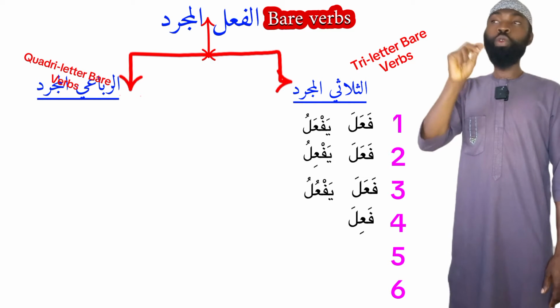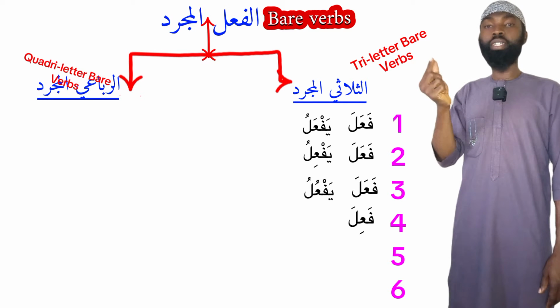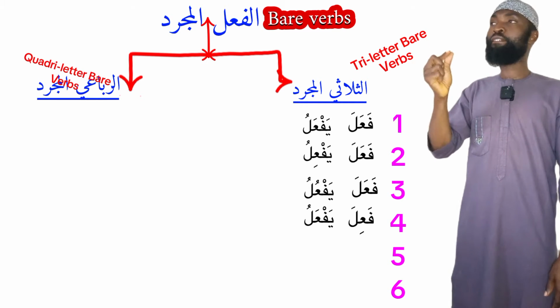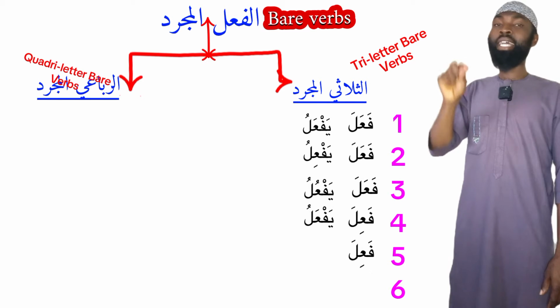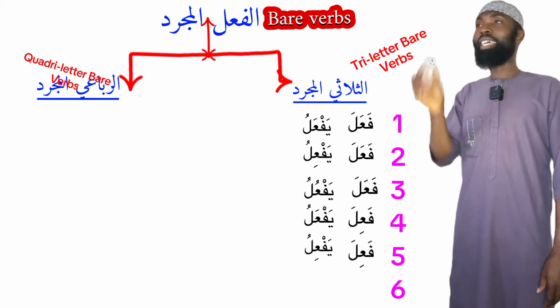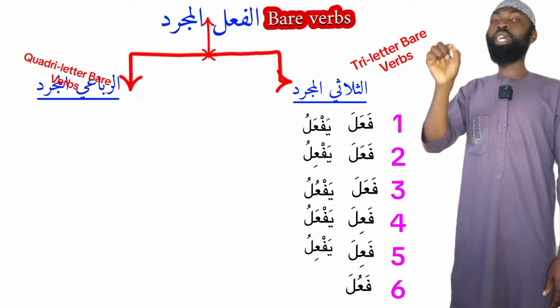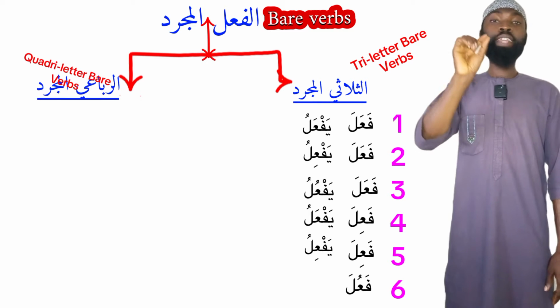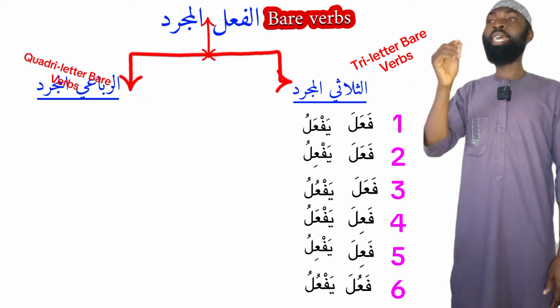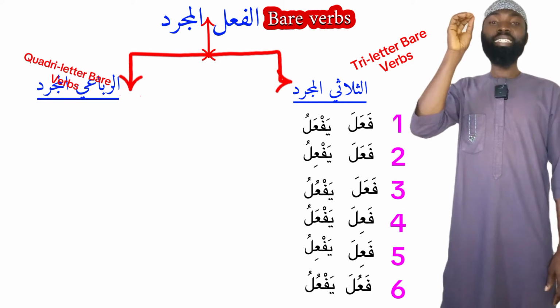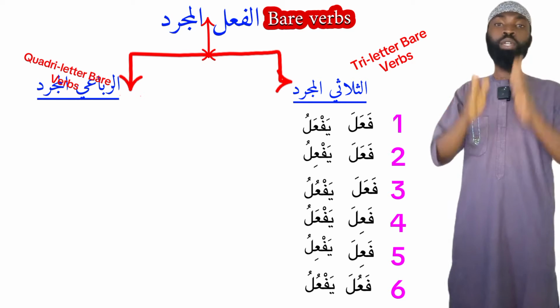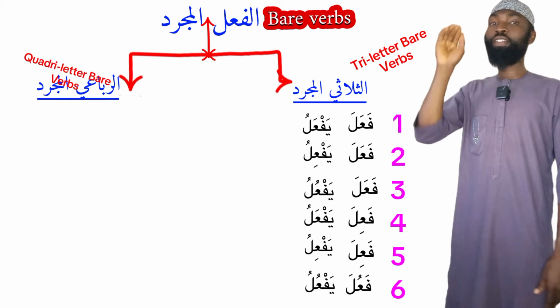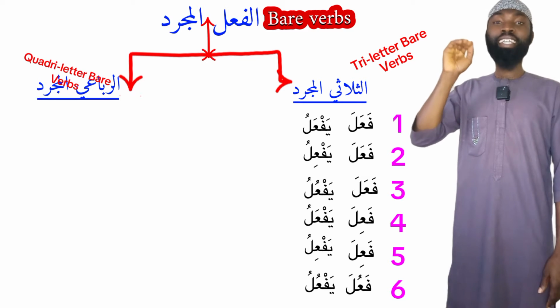The fourth, now we have fa'ila. Fa'ila is also of 2 when it comes to the present tense, the fi'l mudari. We have fa'ila, yaf'alu, and we have fa'ila, yaf'ilu. And lastly, we have what? Fa'ula. Fa'ula is only one, even in the present tense, so we have fa'ula, yaf'ulu. These are the six scales of measuring all of the verbs which will fall under this category.